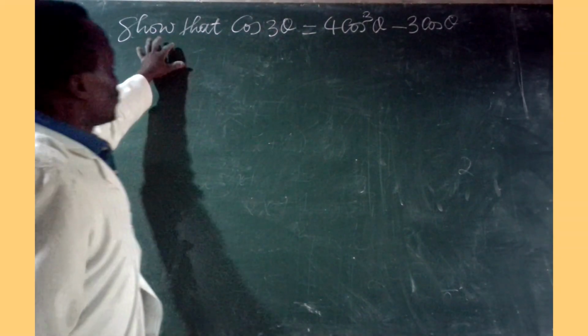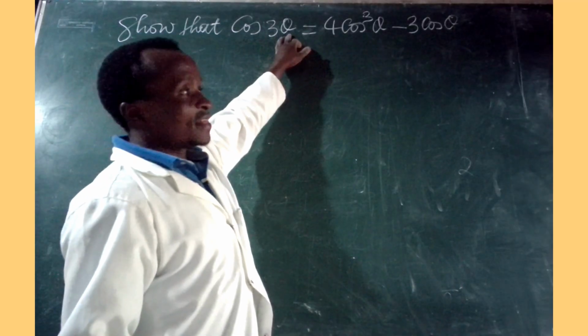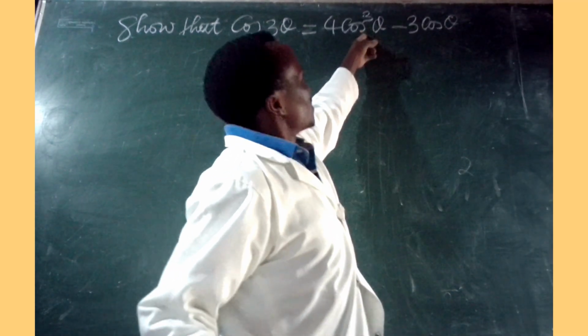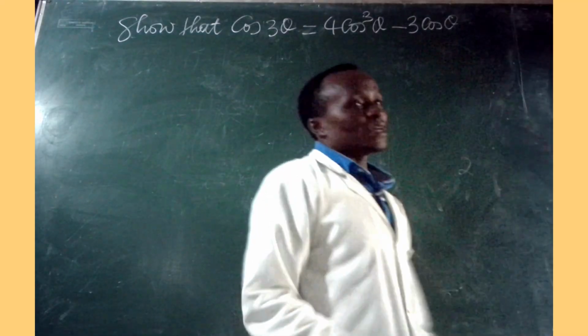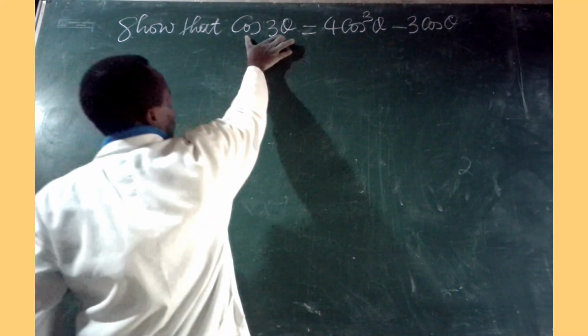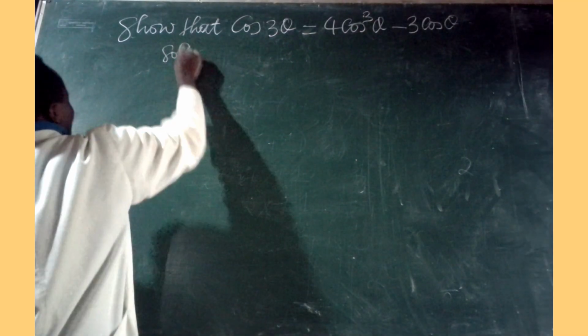Now we are going to show that cosine 3 theta is equal to 4 cosine power 3 theta minus 3 cosine theta. So now we are going to see how this equals that one. Now let us find the solution.